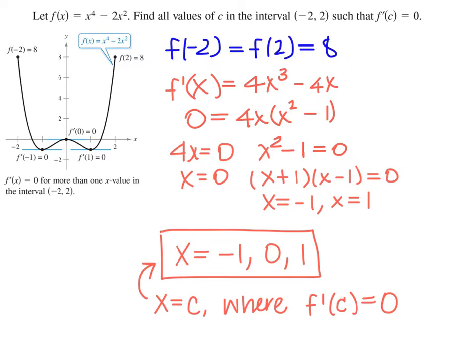So the next thing I'm going to do is find those c values between -2 and 2 that result in the derivative equaling 0. So I take the derivative, so f prime of x is equal to 4x cubed minus 4x. And so I can pull out a 4x, I've got x squared minus 1, and I'm going to set them both equal to 0. I can factor this. So I have 3 values for c, which is really just x, on the x-axis. So 0, positive 1, and -1 are all values of c where f prime of c is going to equal 0.